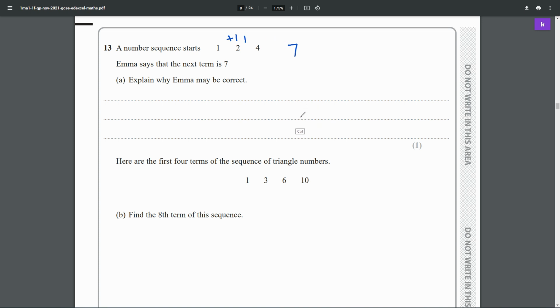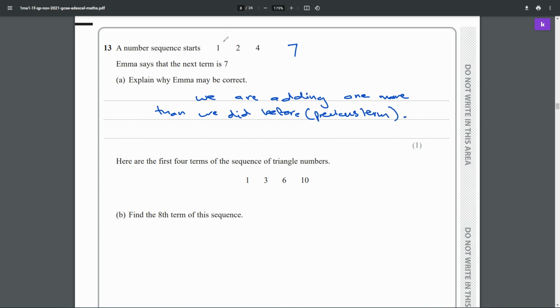So why would Emma be correct? Because we are adding one more than we did before. Basically the previous term and adding one more. And we could also write that there. We could say 1, 2, 4, and 7. We're plussing 1, plussing 2, and plussing 3, showing that we understand that.